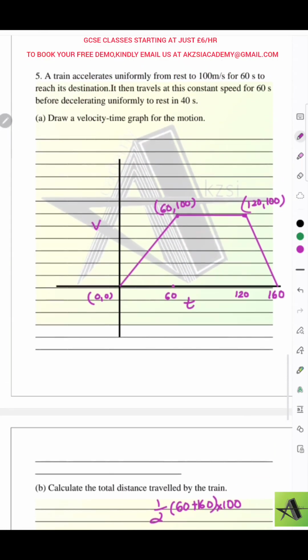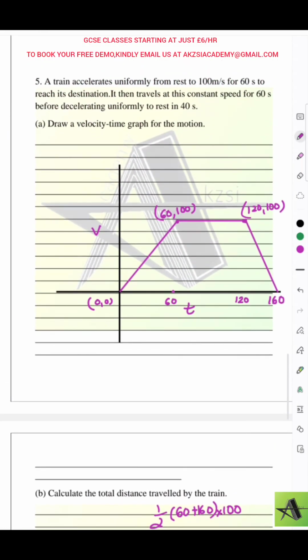So that's it for today. These were simple questions, but they're very important to understand. In the next class we will be doing the rest of forces and motion, and also the past paper questions on AQA and Edexcel both.